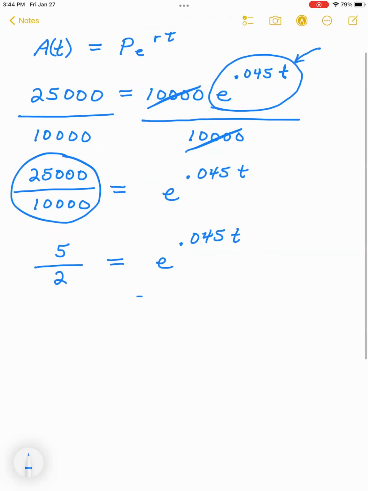Okay, so once you have that base and exponent isolated together there, now we're going to take the natural logarithm of each side of the equation. Now, why do we need to take the natural logarithm?